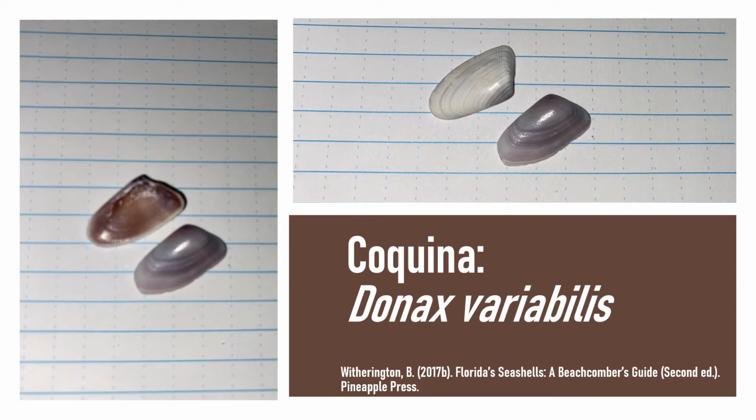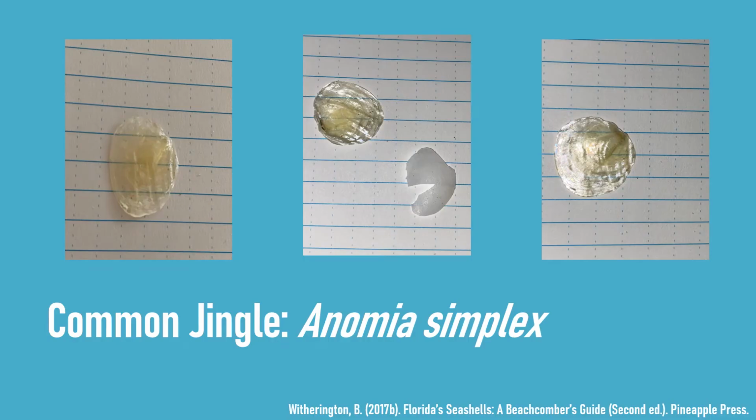Next, I have the coquina, or Donax variabilis. These are actually an edible bivalve, but because they're so small, it would take quite a long time to get enough of them to eat, so they're often collected and boiled to make what is said to be a very delicious broth.